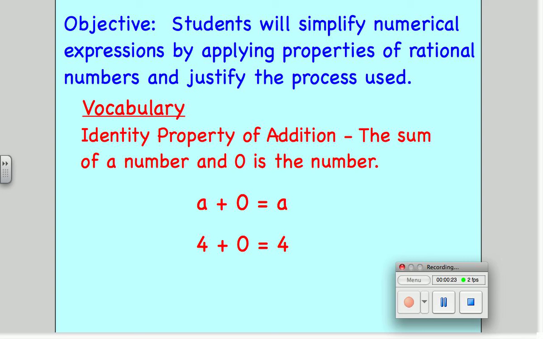That means you have to simplify expressions by combining like terms, and then you have to say what you did. That's how you justify the process. The vocabulary for today: identity property of addition. The sum of a number and 0 is the number. So the identity property of addition is 0. Go ahead and just write the objective and the vocabulary down, please.